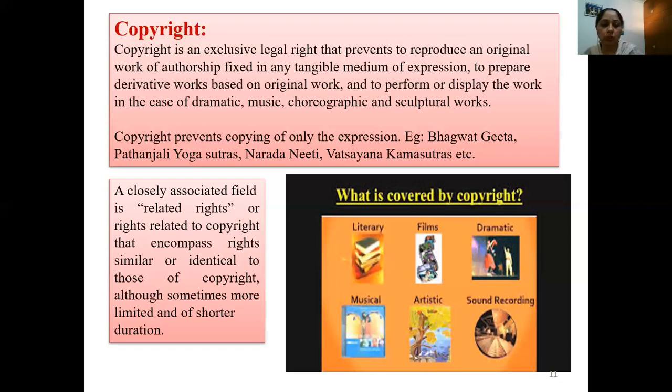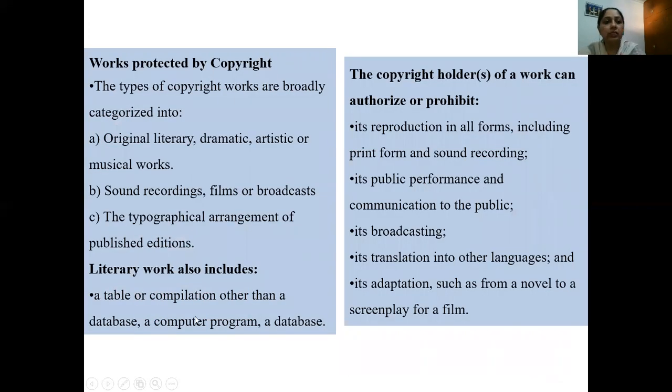A closely associated field is copyright and related rights, or rights related to copyright, that encompass rights similar or identical to those of copyright, which are of shorter duration. So what is all actually covered by copyright? If you look here in the picture itself, it shows literary work, films, drama, music, artistic, sound recordings, sculptural works, all these expressions. You cannot copy the expression. So these are the different copyrights, which are broadly categorized into literary, dramatic, artistic, musical work, sound recordings, films, broadcast. Literary work also includes a table or a compilation other than a database, a computer program, a database. These also come under the literary work.